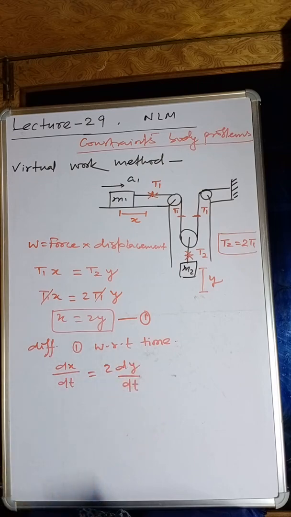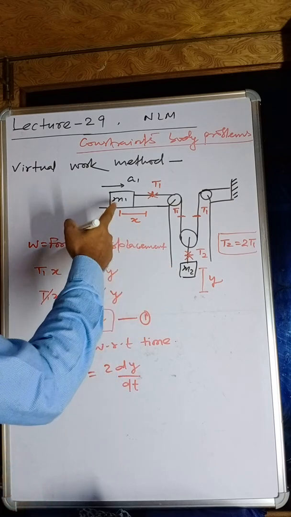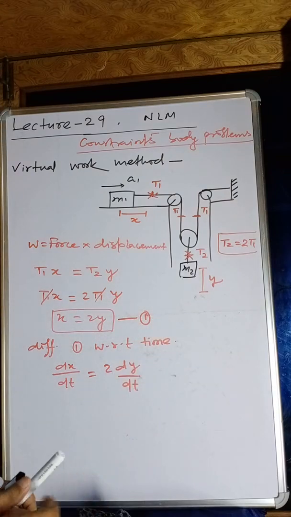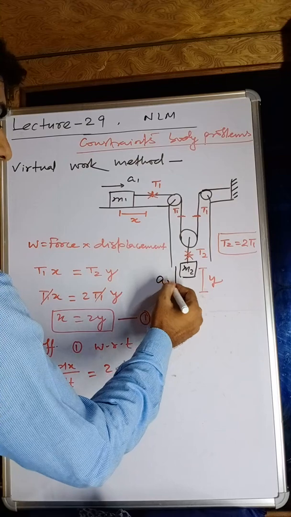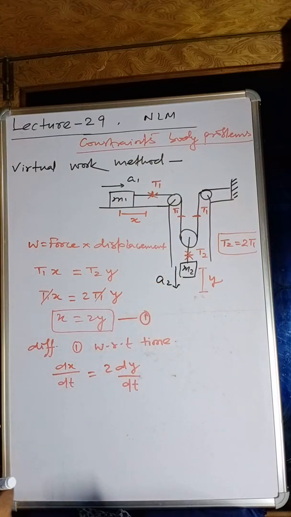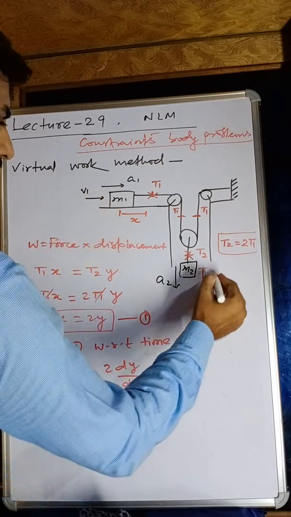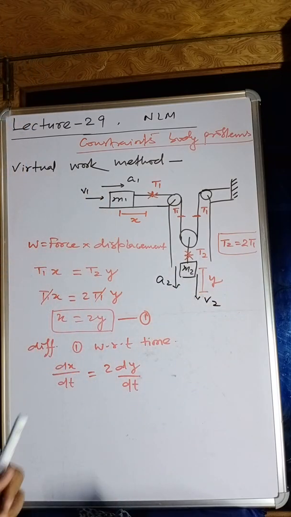Now, my dear students, suppose this is the mass 1 and this is the mass 2. We know that if this body moves forward, the other will move downward. So let me write here the acceleration A2. Suppose it is moving with the velocity V1 and this with the velocity V2, then we can obtain the relation between V1, V2 as well as V1 and A2.